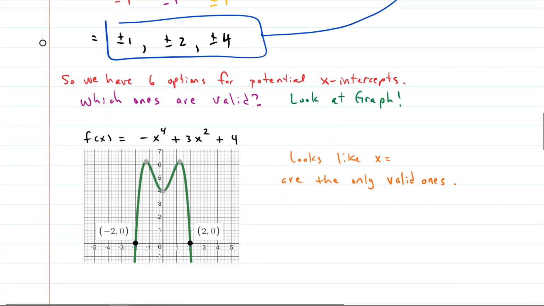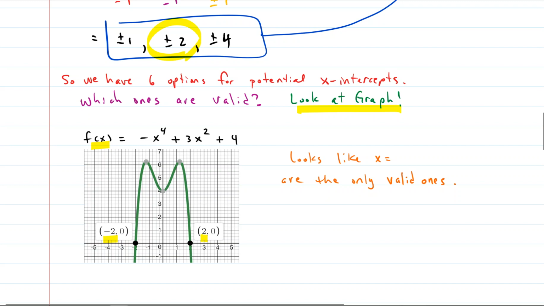But if we graph it, we can figure it out. If we graph the function f, we can easily see that 2 and negative 2, I shouldn't say real because then you think real versus imaginary, those are the valid roots in this list of 6. So notice up here there were 6 of them, and we're only taking those 2. The plus or minus 1 and plus or minus 4 didn't end up being valid roots.